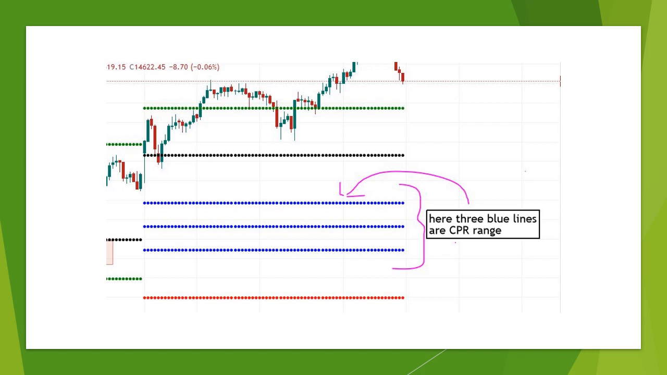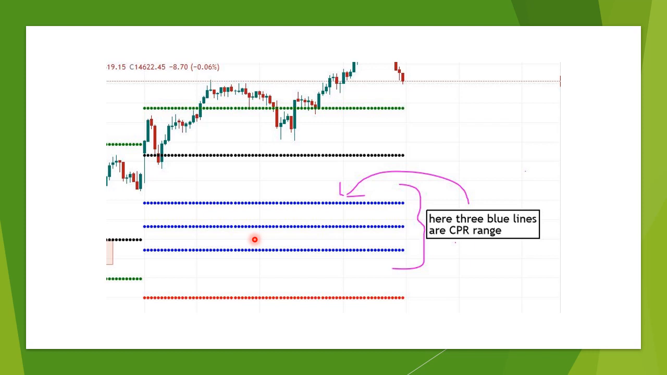The pivot point we discussed in the previous slide can be further divided into three levels. For example, this is the pivot point, here is resistance 1, resistance 2, here is the support 1. The pivot point, the single line, can be divided into three lines, the top line and the bottom line. These entire three lines are called the central pivot range.